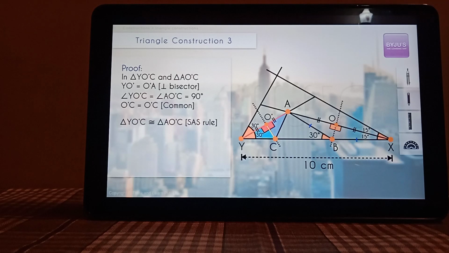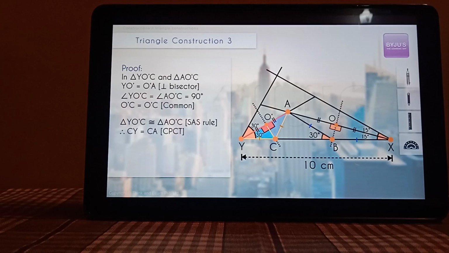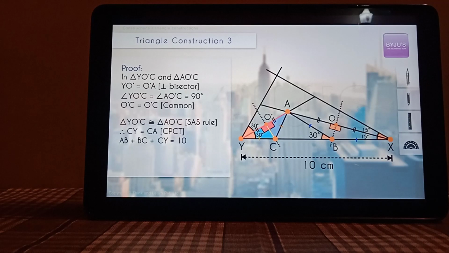SAS test, which again means that these two sides are going to be equal. So CY is equal to CA, right? This side CY that you have here will be equal to CA that you have here. CY will be equal to CA. Correct? So we've written earlier that XB plus BC plus CY is equal to 10.